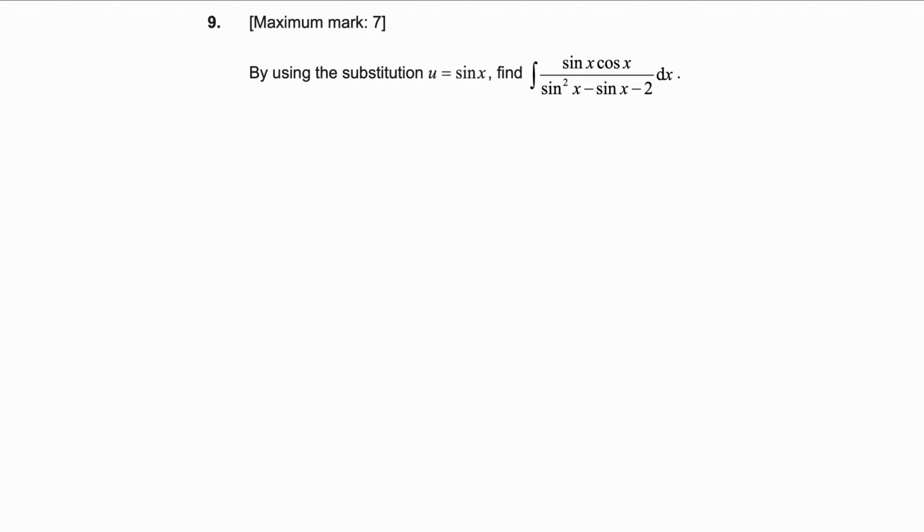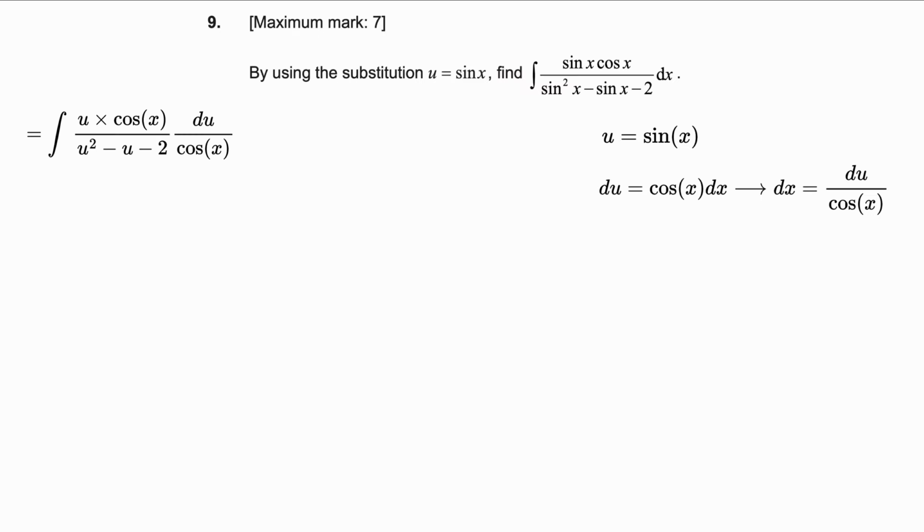So what we can do first is, with the substitution u equals sine of x, we can differentiate both sides. So we get du over dx is equal to cosine of x, as the derivative of sine x is just cosine of x. And then we can multiply both sides by dx, so we get du is equal to cosine of x dx. And then if we divide both sides by cosine of x, we can isolate dx like I've done over here. And now we can substitute all of this into our integral over here.